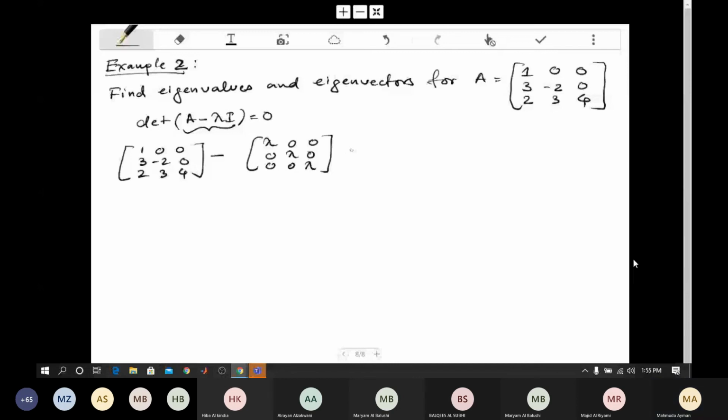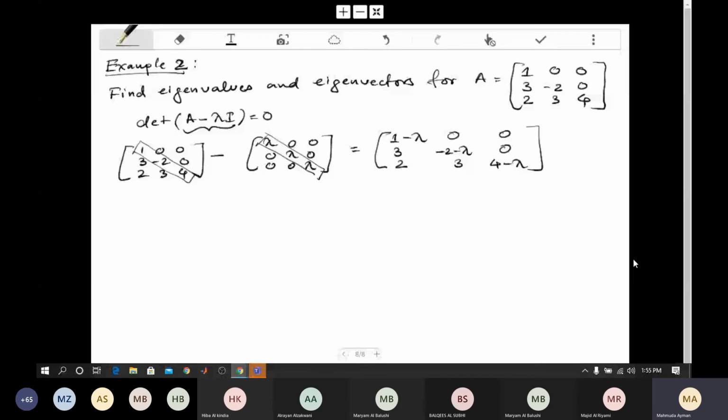So now we can see that we'll only subtract the lambdas from the diagonal elements. It's only in the diagonal. So we take the diagonal elements here and we subtract the lambda from them. So we'll have 1 minus lambda, and then we have 3, 2, and here we have 0. Then we have minus 2 minus lambda, and then we have 3 here, 0, 0, and 4 minus lambda.